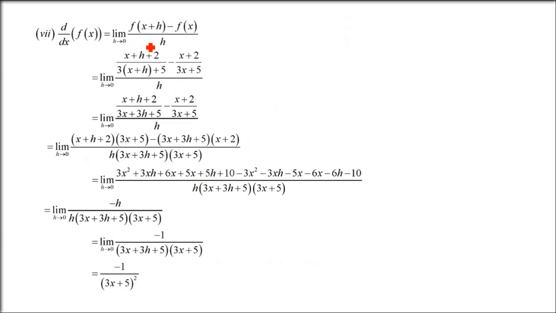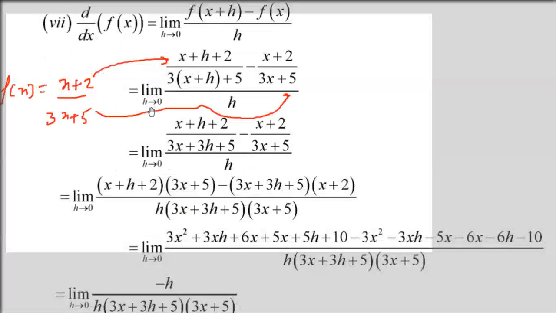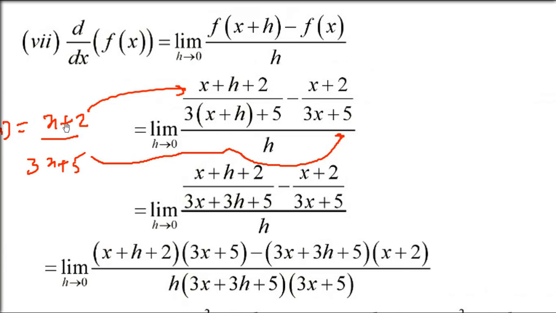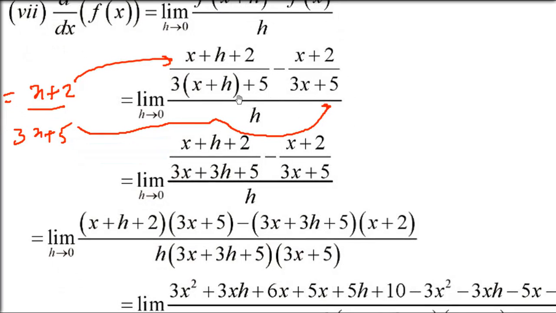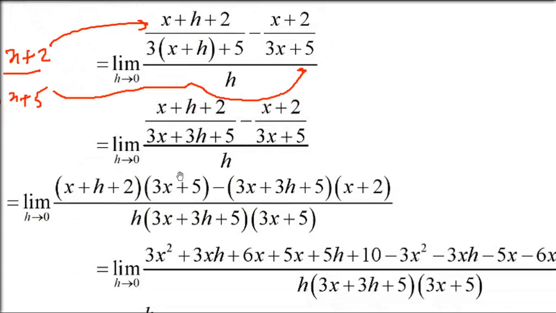Now we have the seventh one. Same thing as I said, f(x plus h) minus f(x) by h. This is what you have to do. And as I said, this question and the 15th question will also be like this only. So just put x plus h, f(x plus h), and you have minus f(x) by h. What you have to do is just take the LCM, x plus h plus 2 into 3x plus 5 first, subtract it with x plus 2 into 3x plus h plus 5, and then you have h in the denominator.